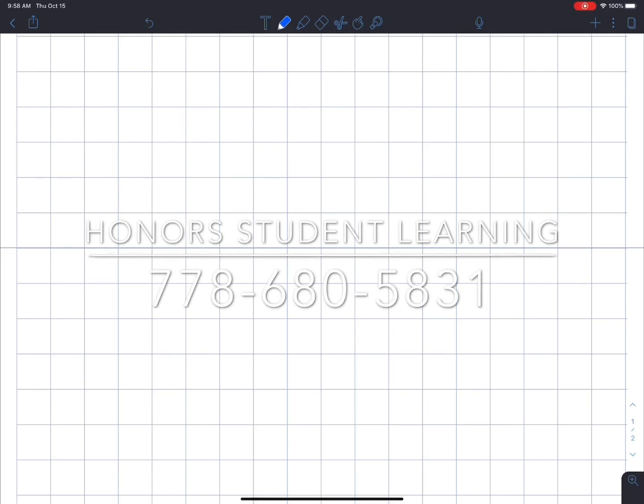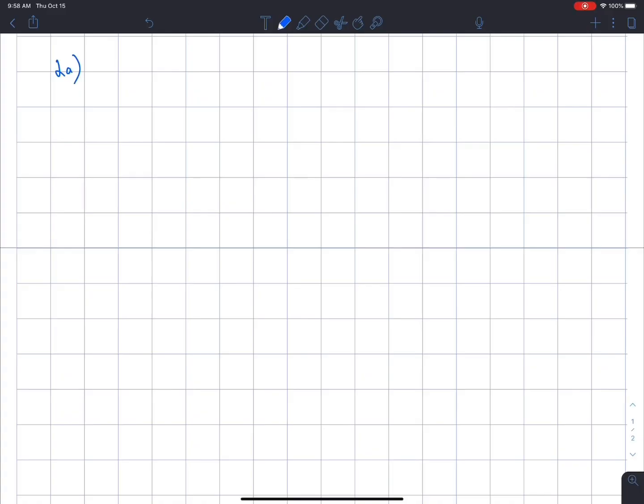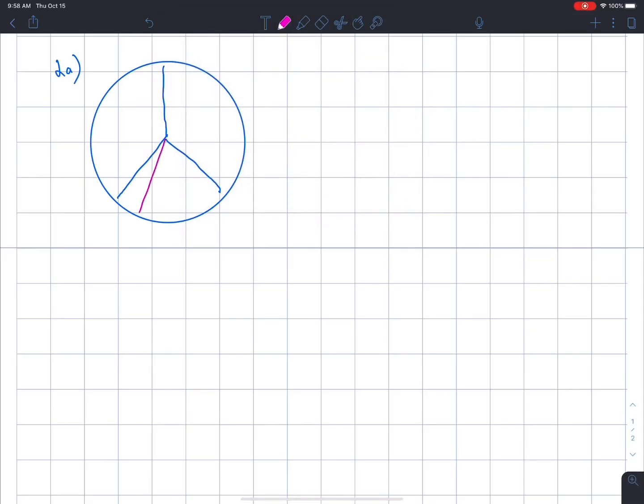Question 2. 2a. If a third of a circle is divided into 4 pieces, find the size of each piece. Okay, let me draw a very big circle. A third of this circle is being divided into 4 pieces. So 1, 2, 3, and 4. That's 4 pieces.